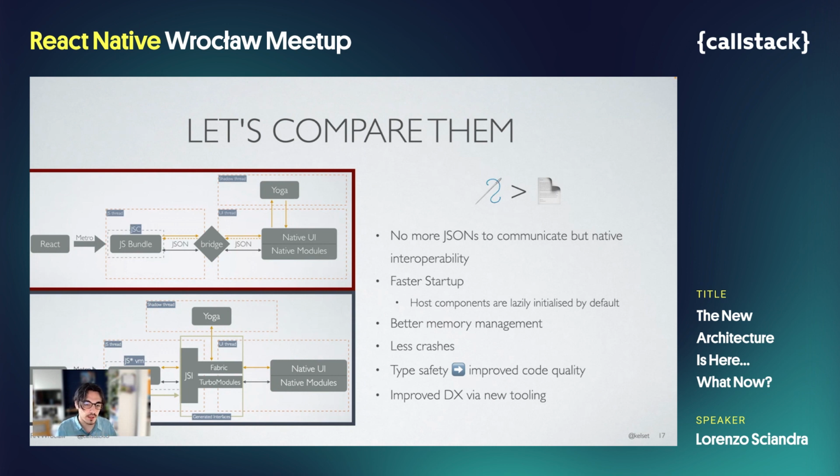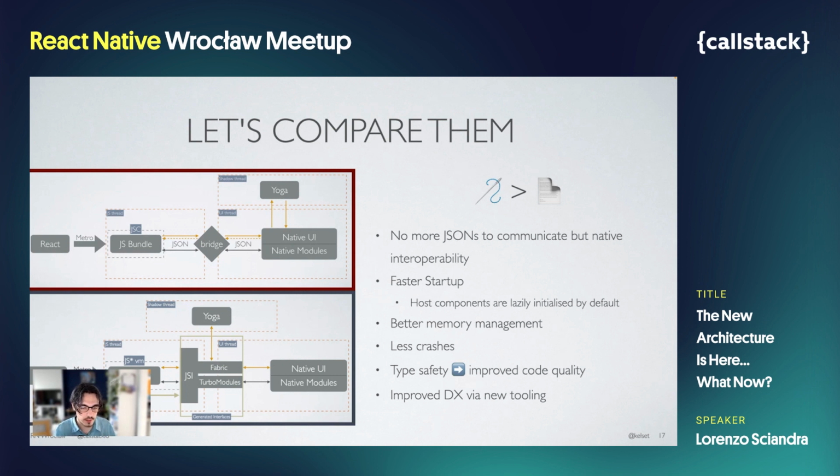Now with more native interoperability, it will say, oh yeah, this is a screen. Oh, it's showing four screens. Maybe I can optimize through them, put them in low RAM mode or something like that. And basically all of this should also lead to fewer crashes, type safety, and also we should get a new and improved developer experience thanks to the new tooling.